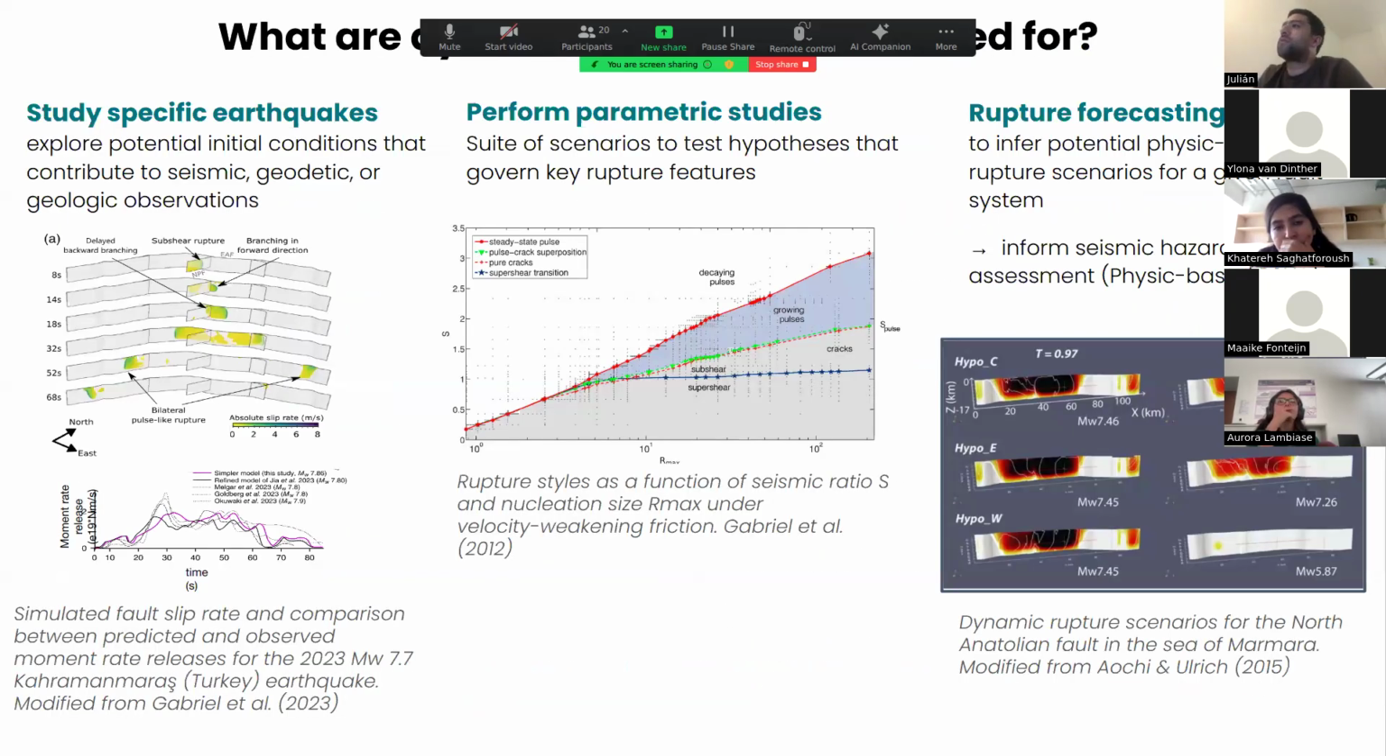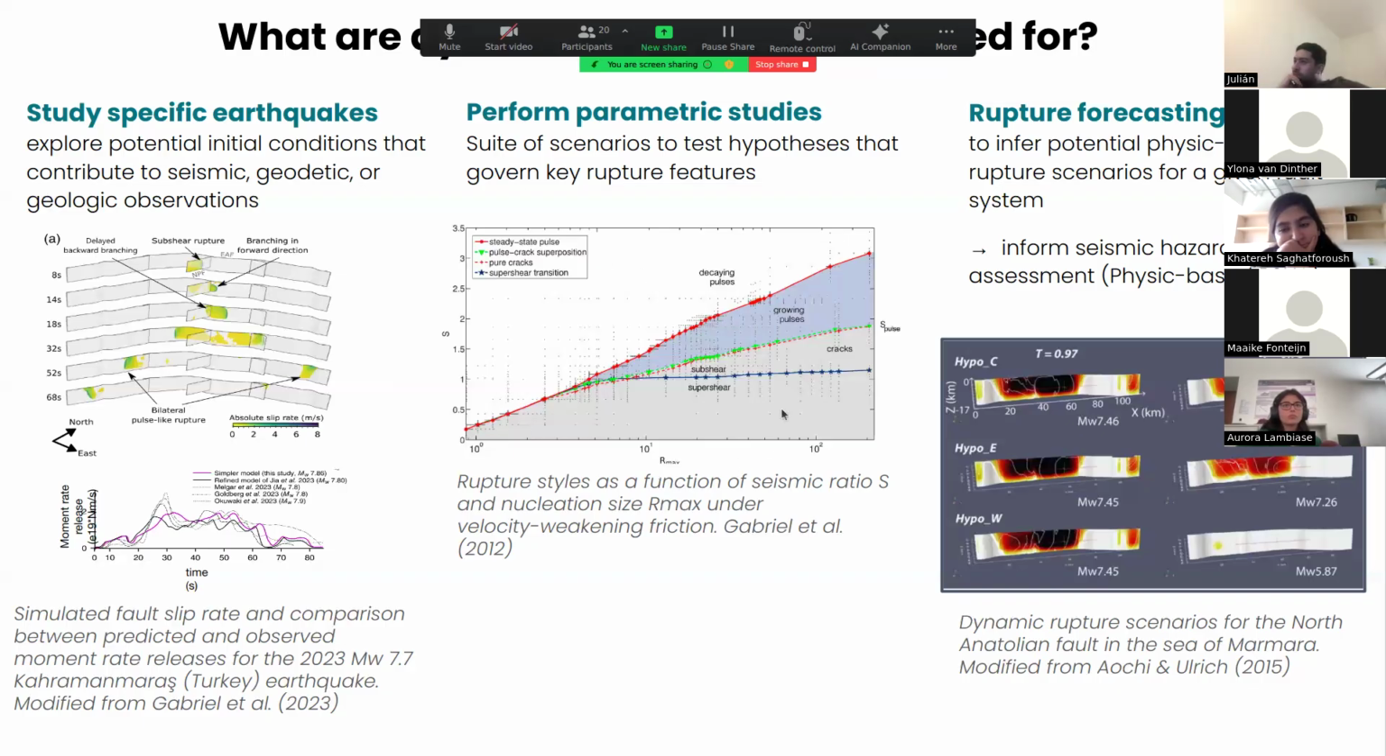So what are dynamic rupture models used for? Dynamic rupture models are used in three main types of study. Either we use them to study a specific earthquake, for example, to understand the initial conditions that allow reproducing a particular rupture behavior that was observed during a real earthquake. Or we can use dynamic rupture models to perform a parametric study. In this kind of study, a suite of scenarios is used to analyze the impact of a given set of parameters on the rupture dynamics.